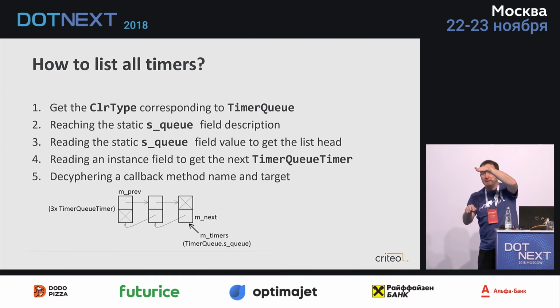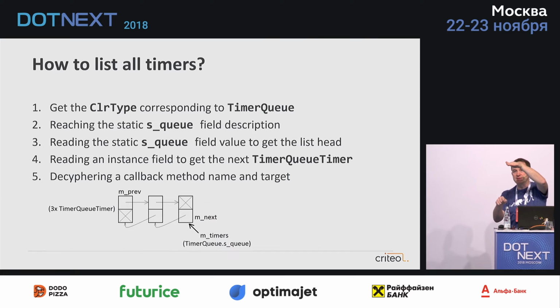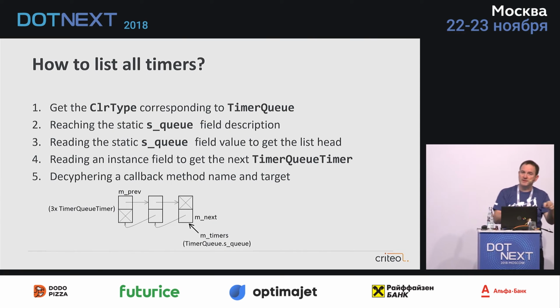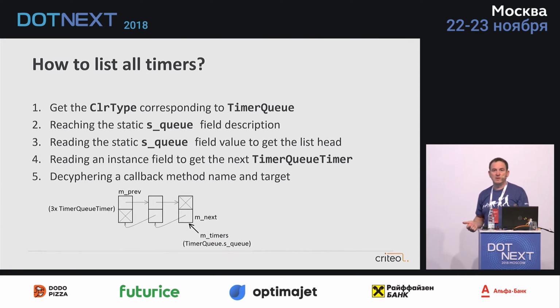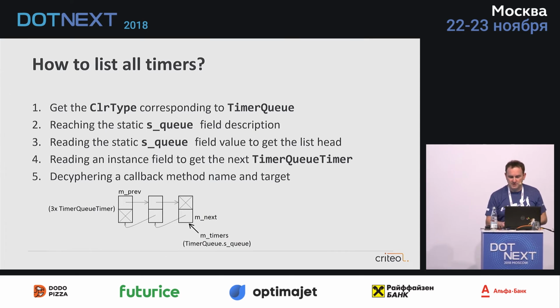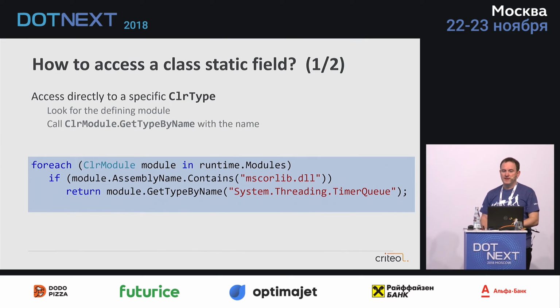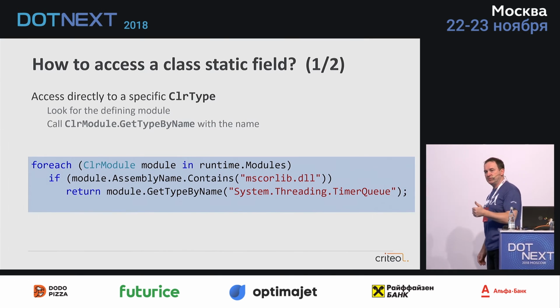Go up to the end, m_next, go to the next. Do the same until the m_next equals 0 or null. So how would you write this? First, you need to access the static field.